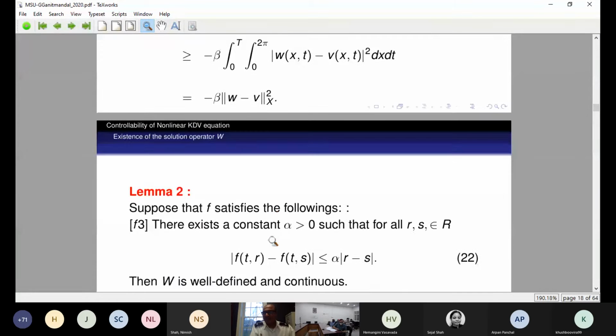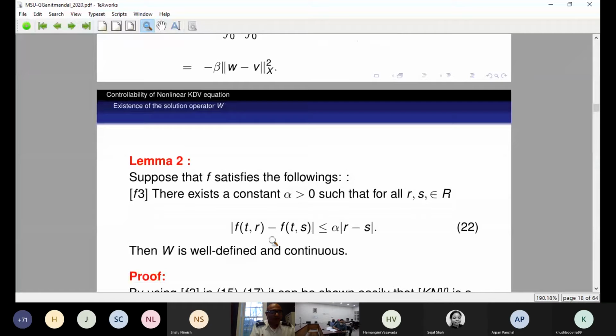The second lemma is based on Lipschitz continuity. Most control papers, I'm going to say almost all control papers, are based on the Lipschitz continuity of the nonlinear operator F. And that's what I have done here too. But later on, we are going to drop this condition and weaken it. That's what we are going to see after 10-15 minutes.